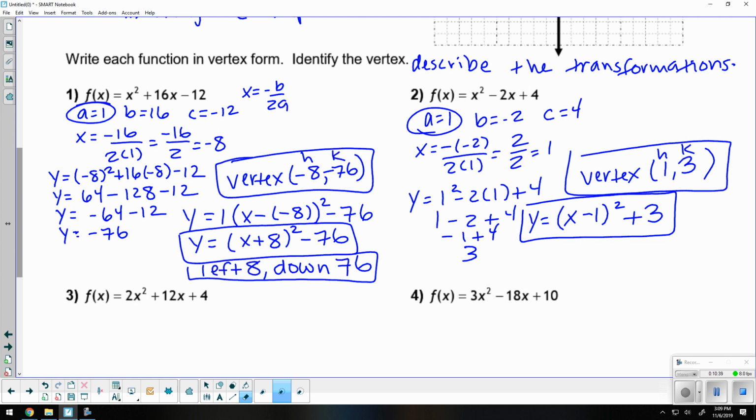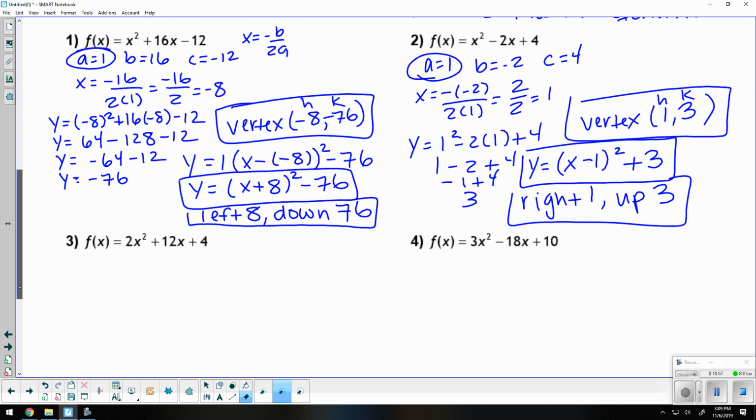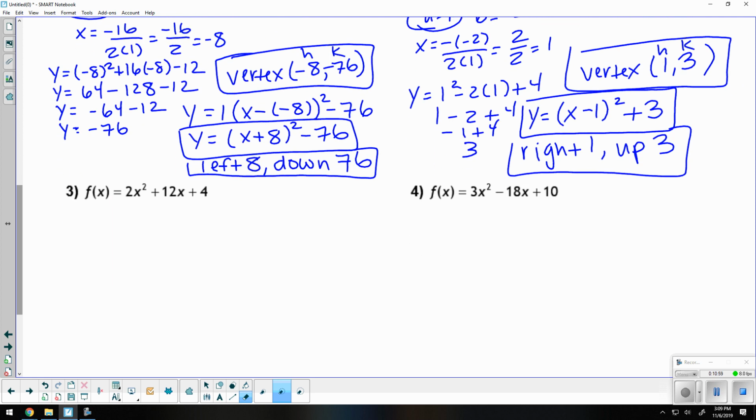Okay, now describe the transformation. So because h is positive and k is positive, this would be moving to the right 1, and then it'd be going up 3. So h moves it left or right, k moves it up or down, so it'd be right 1, up 3. All right, so let's try the next one. I'm looking at this guy.